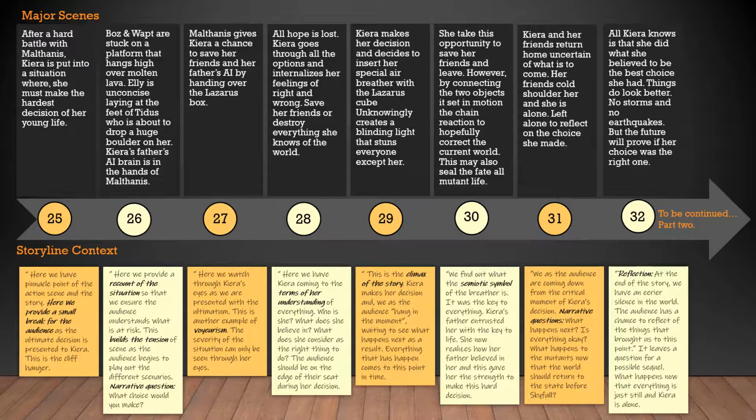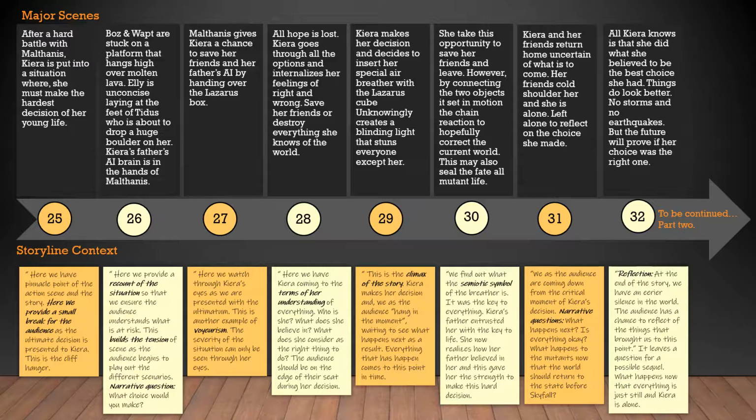In scene 31, Kara and her friends return home to an uncertain fate. Her friends now cold shoulder her, and she's left alone to reflect on the choices that she made. We as the audience are coming down from the critical moment of Kara's decision. We are now presented with another narrative question. What happens next? Is everything going to be okay? What's going to happen to the mutants now that the world may return back to its old state?